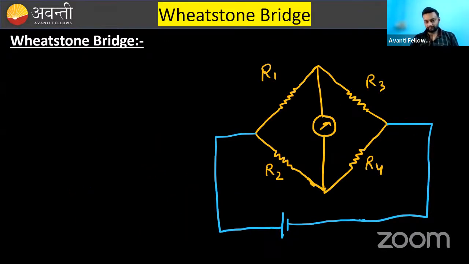Wheatstone bridge. Wheatstone bridge is again a very, very good topic. Okay. Why are we using the formula V square by R? This is again a very good question.